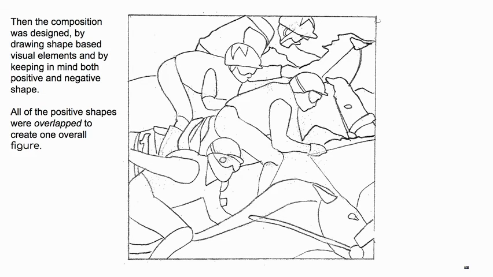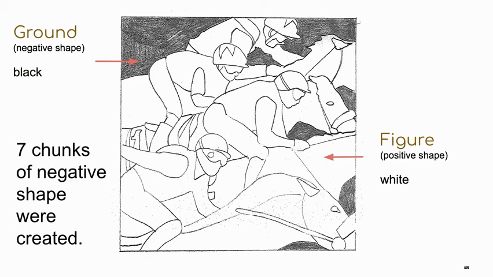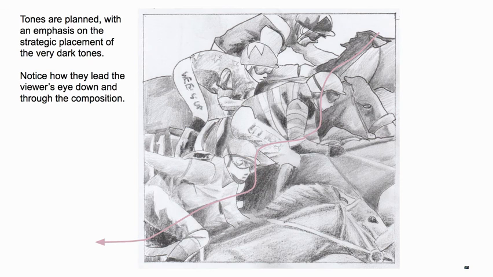But then immediately I start to think about, okay, what should the value of the negative shape be? What should the value of the positive shape be? I've shaded in the negative shape here just to make it clear that I was thinking positive shape, negative shape. So in other words, I strategically arranged my positive shape within the format to create 7 smaller chunks of negative shape. Now here's my value plan though. I think that pink arrow, what I'm suggesting there is that I strategically arranged my dark tones to create that sense of movement kind of diagonally down the composition.